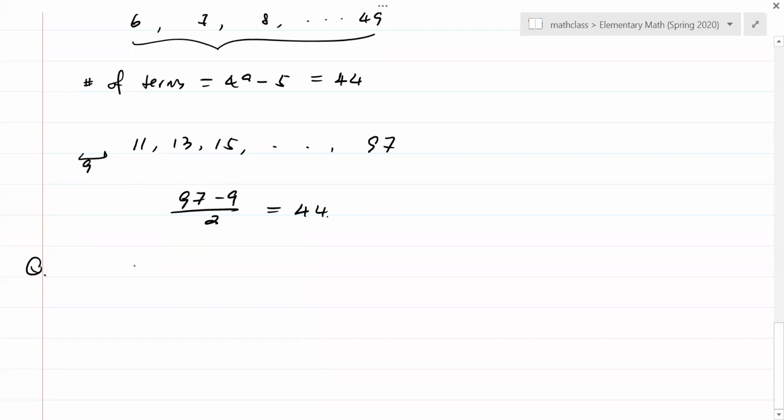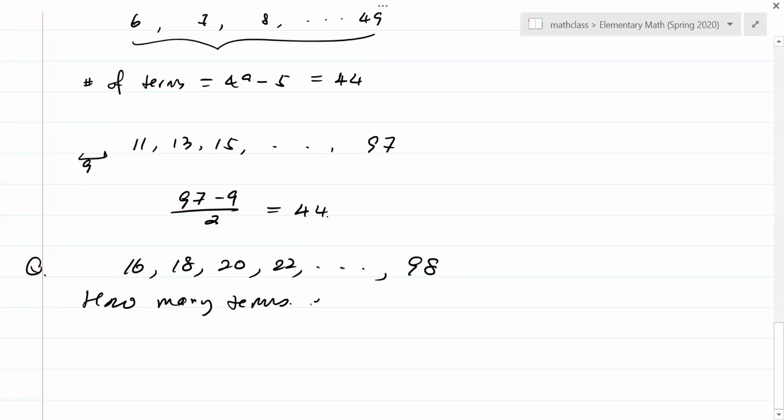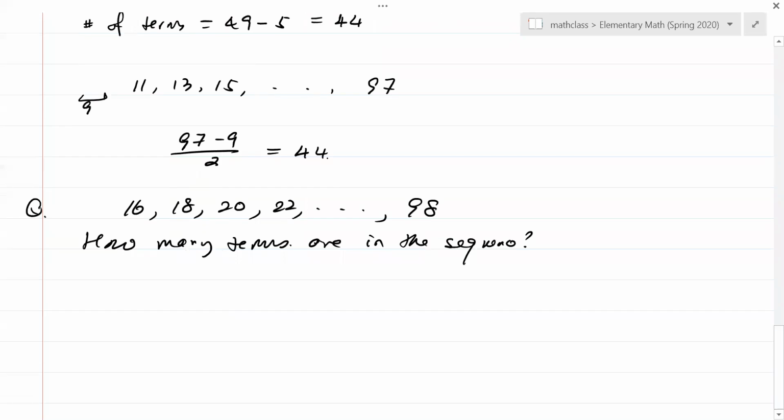And similarly, if you are given 16, 18, 20, 22, all the way to 98, the question is how many terms are in the sequence? How do you do that? What you do is the term before 16 is going to be 14. So 98 minus 14, and then divide by 2. That's the formula, the quick way to do it. So that is going to be 84 divided by 2. So it's 42.